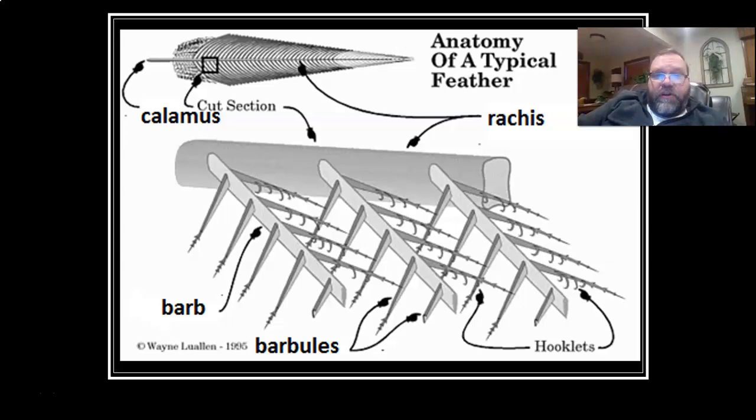Here's a cross section, so there's the rachis. There's the barb, and there's the barbules. And on the very end of the barbules is also something called hooklets. Tiny, tiny little hooklets. That helps the feathers all stick together, and it aids in flight also.